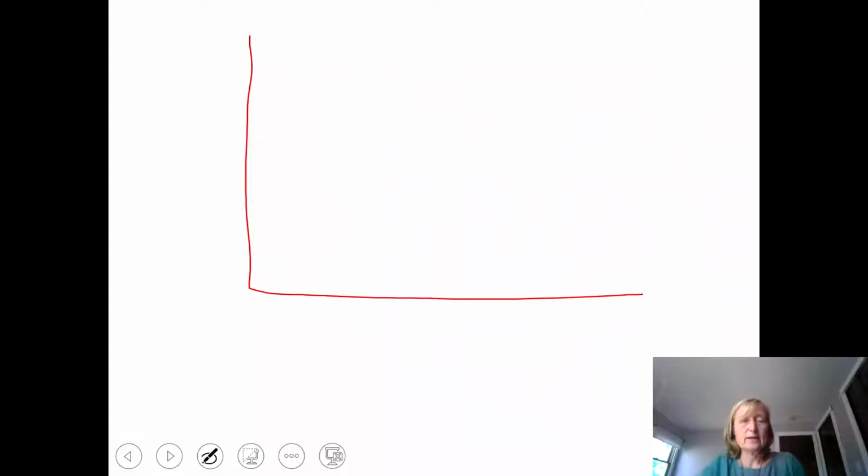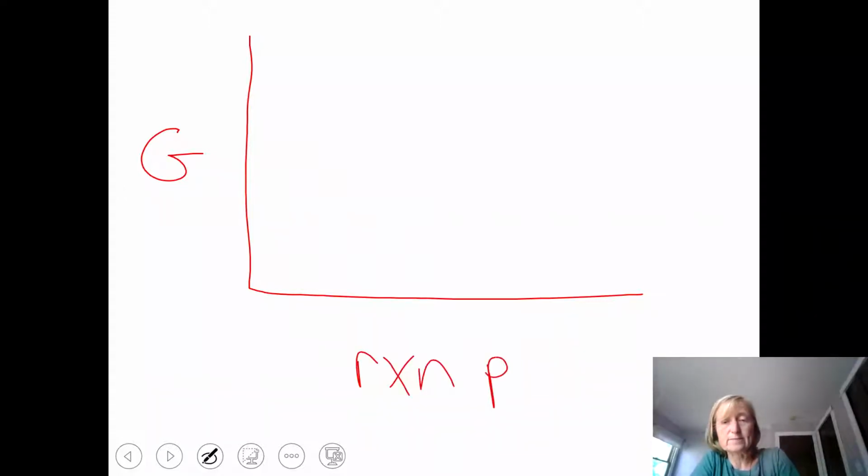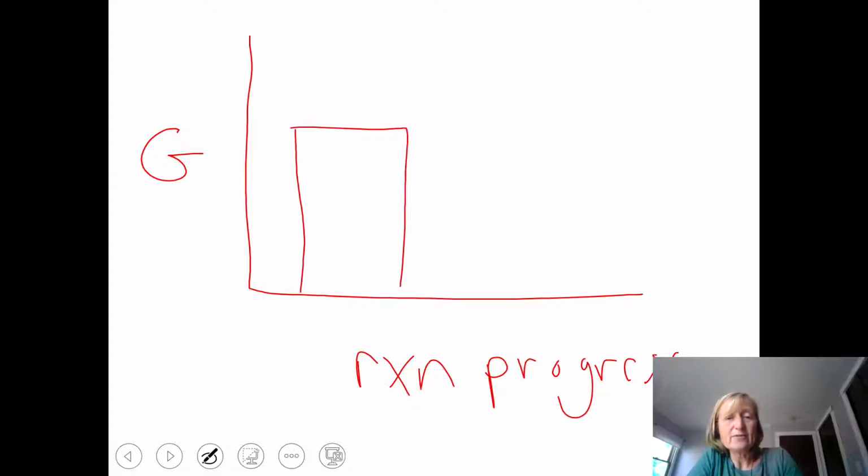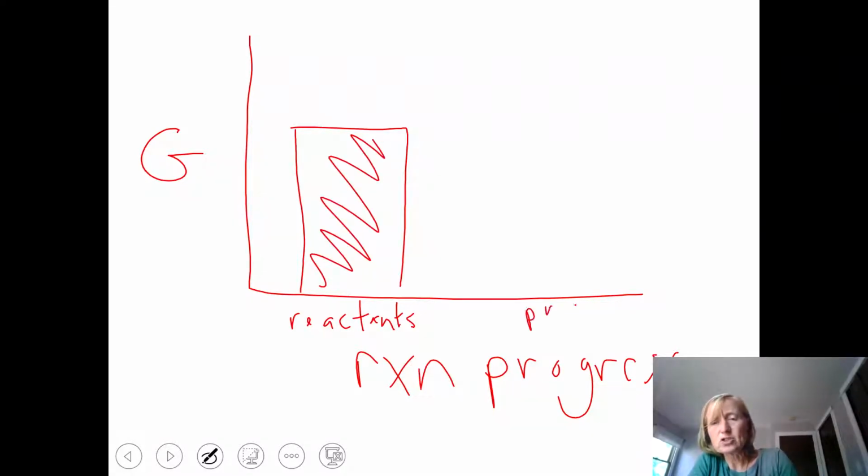Another way to think about this is to draw a bar graph. It's pretty simple. If we look at the free energy as a function of the reaction progress, in a spontaneous reaction, the reactants have high free energy. Reactants, they're unstable. They may be big, complex, unstable. They have high free energy. The products have much lower free energy.